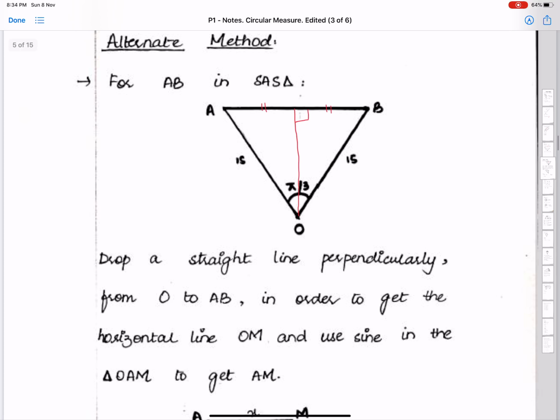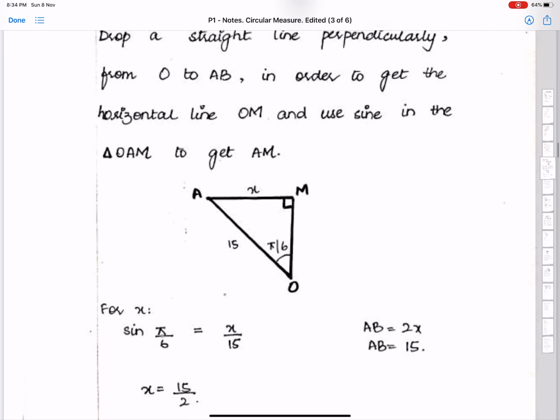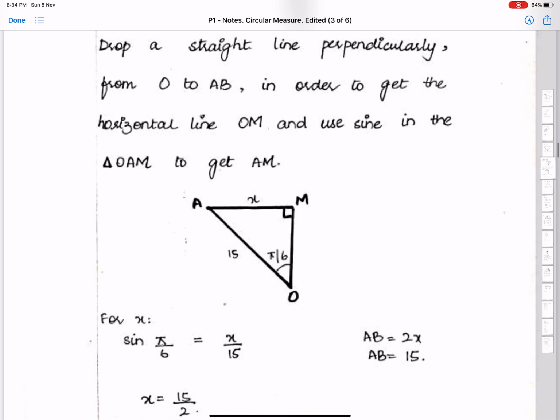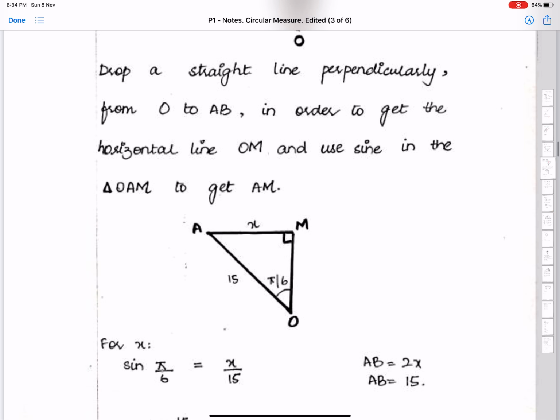this point as M, and this length AM can be supposed as x. So you need to work for AM. Get AM and then multiply AM by 2 to get AB. So first get AM.